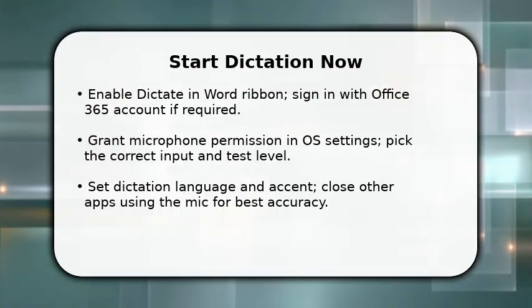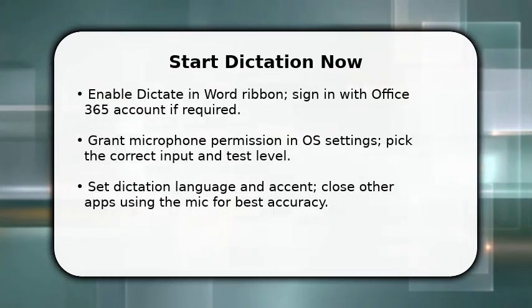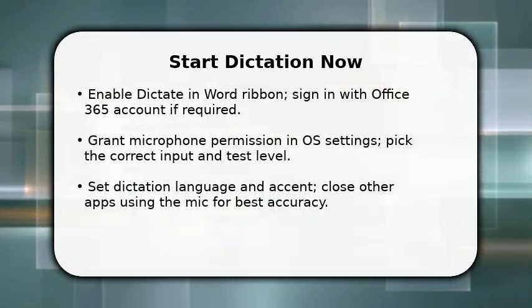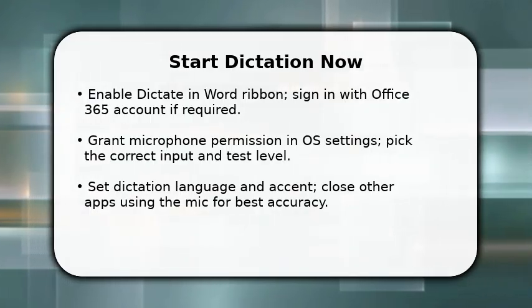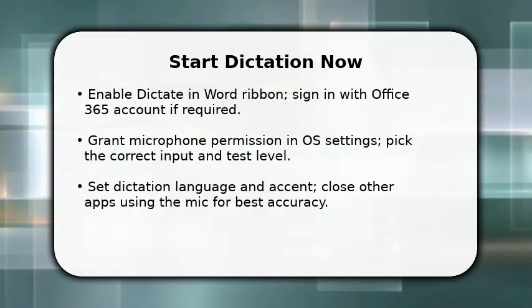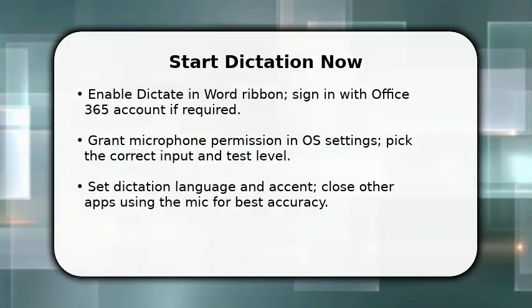You'll start speaking into Word within seconds. First, open the Home tab and click Dictate. You must be signed into Office 365. Once done, allow microphone access in your OS and choose the active input device so Word hears you clearly.